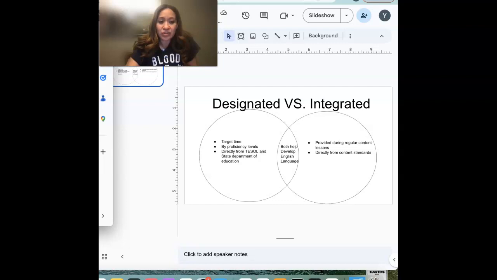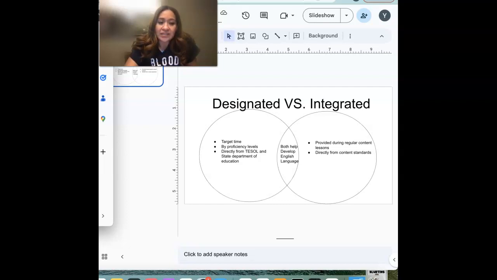Designated ELD instruction is provided to ELL students during a designated school time, which focuses on state-adopted standards that will help ELL students acquire and develop critical English language skills that are necessary for their academic success in English content. The main goal of designated ELD is to assist students in English language proficiency and achieve the level of native speakers. Learning objectives for designated ELD come directly from TESOL and the State Department of Education.